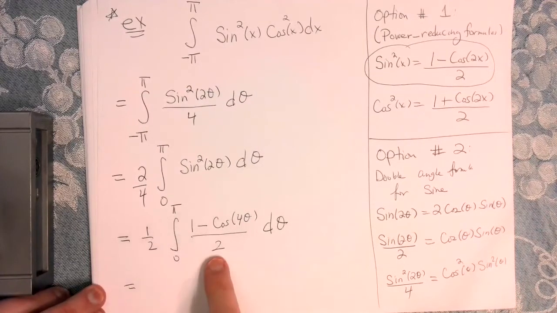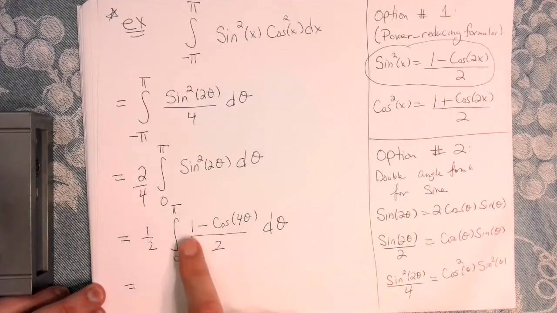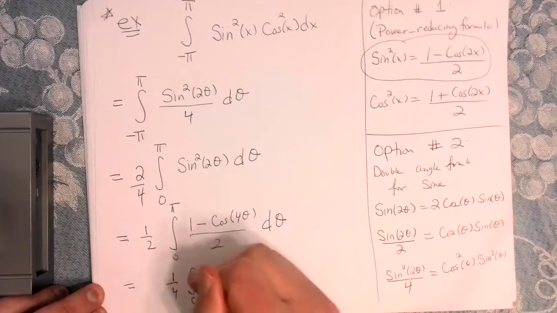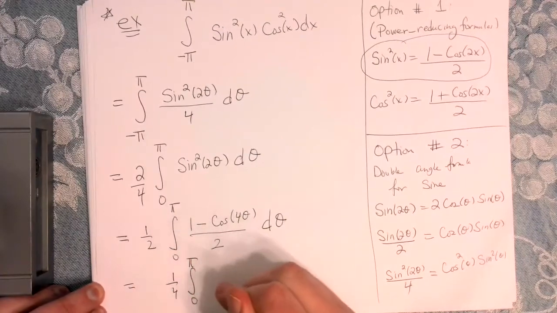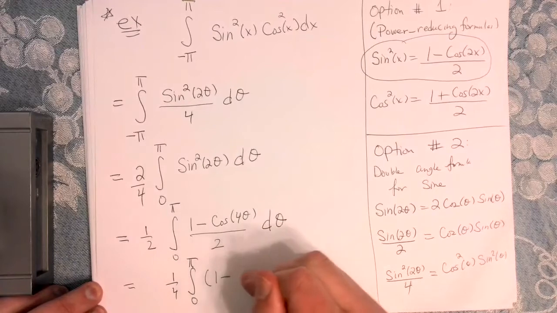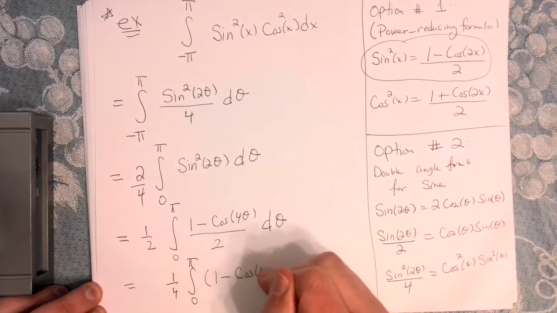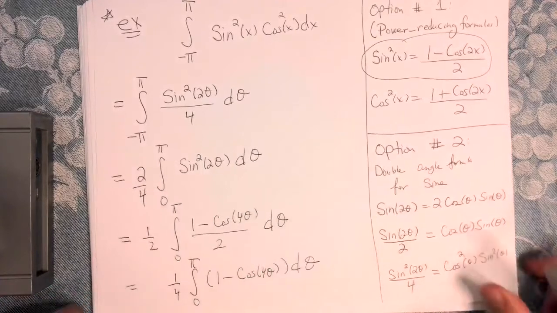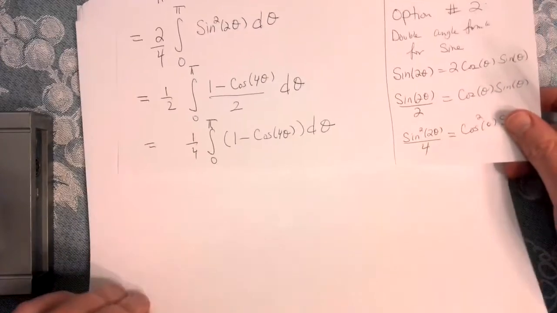So let's factor this out. So we're essentially factoring out a 1/2 here. So 1/2 times 1/2, that's going to give us a quarter. We have the integral from 0 to pi of 1 minus the cosine of 4 theta d theta. And now we can just directly integrate.